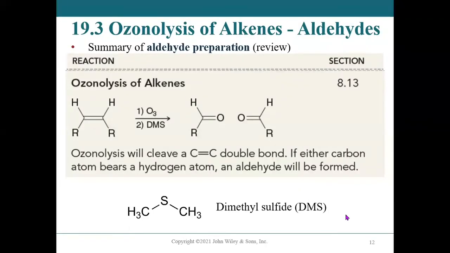Aldehydes and ketones can also be prepared from the ozonolysis of alkenes. Here's one generic equation. We have the alkene, the C=C double bond, with ozone, and we can produce either aldehydes or ketones, depending on the substitution of the two carbons in the double bond. The ozonolysis will cleave the C=C double bond, and if either carbon atom bears a hydrogen atom, an aldehyde will be formed.